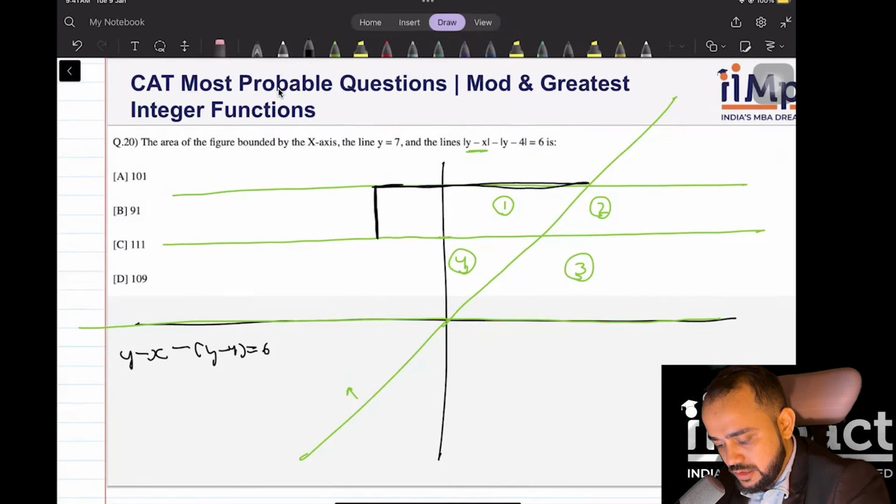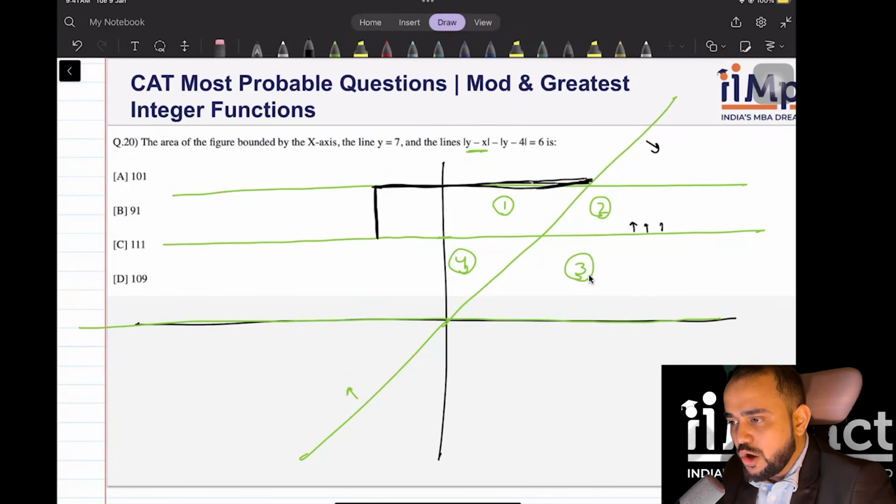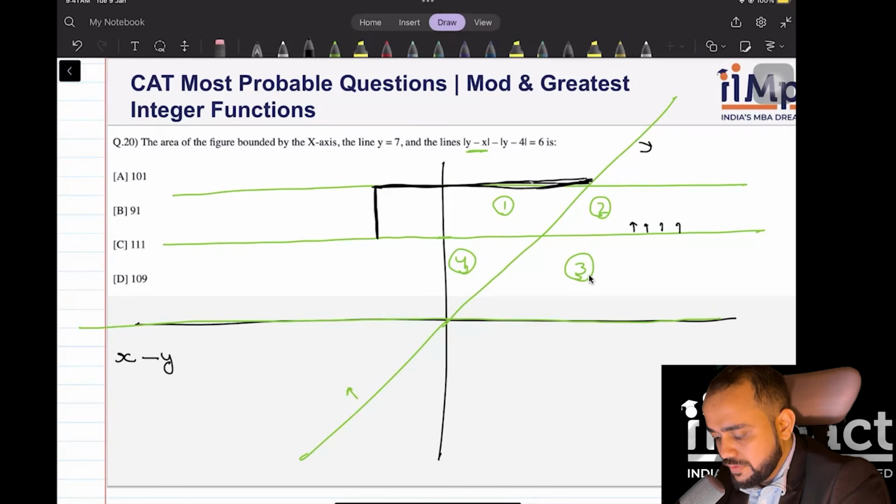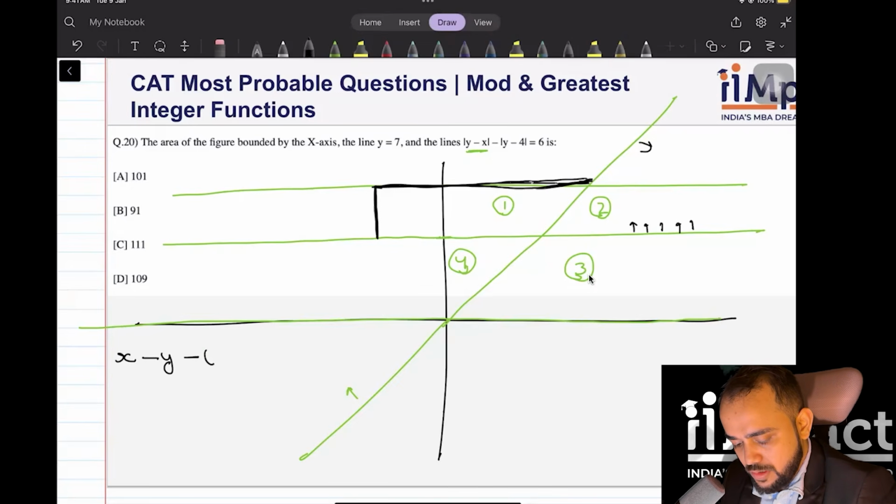All right, so far this is the shape that I have got for myself. Now let's talk about region number two. Because it's below this line, |y minus x| will open up as x minus y, and because it is above the y = 4 line, |y minus 4| is going to open up as y minus 4 only. This is equal to 6.